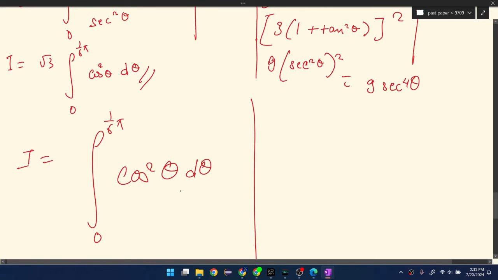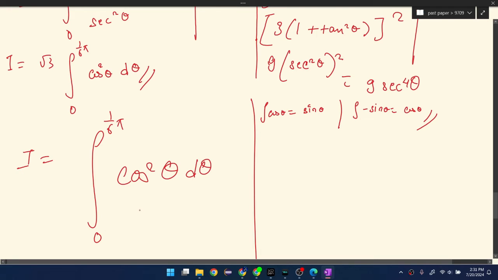No, right? We only know that the integral of cos θ is equal to sin θ, and the integral of minus sin θ is equal to cos θ. We don't have anything about squares of trigonometric functions, right? So we have to find something that is easier to integrate than cos² θ.